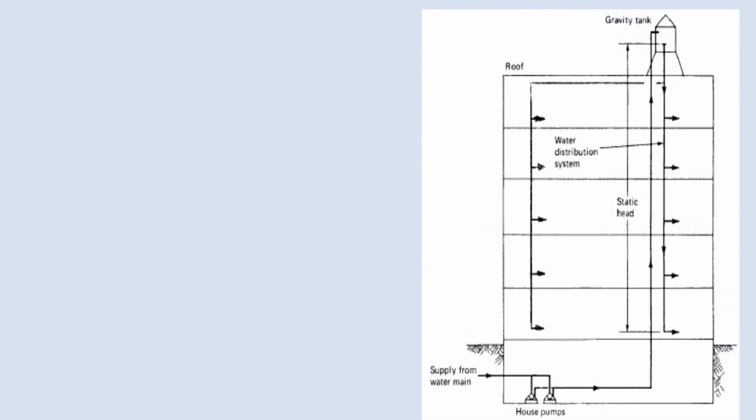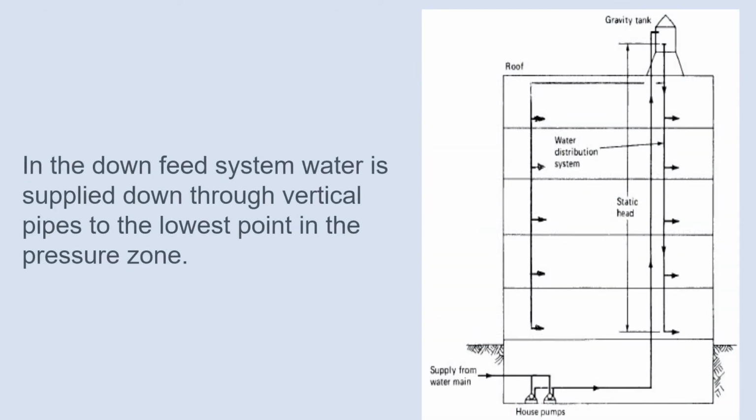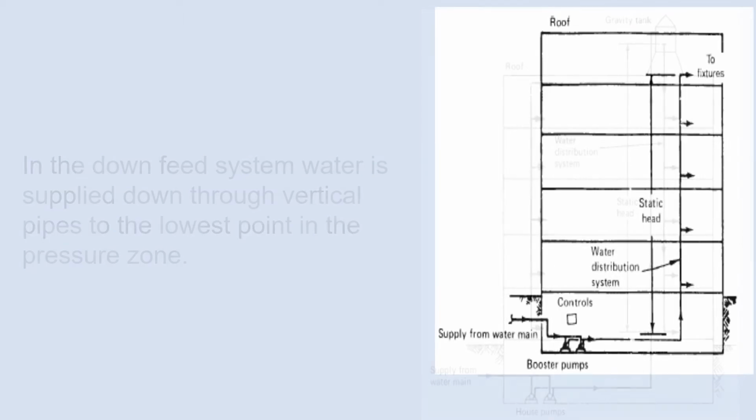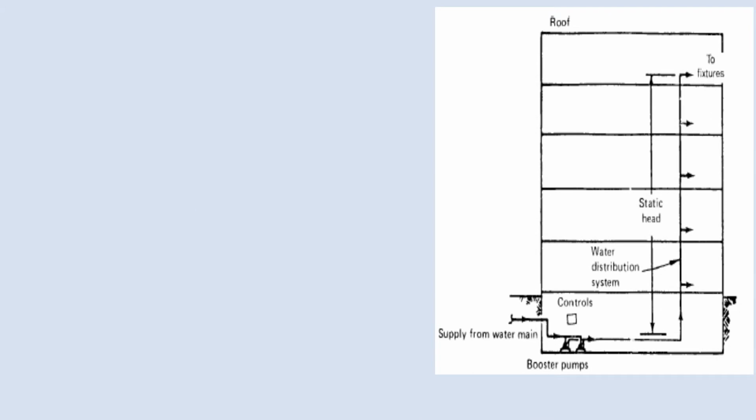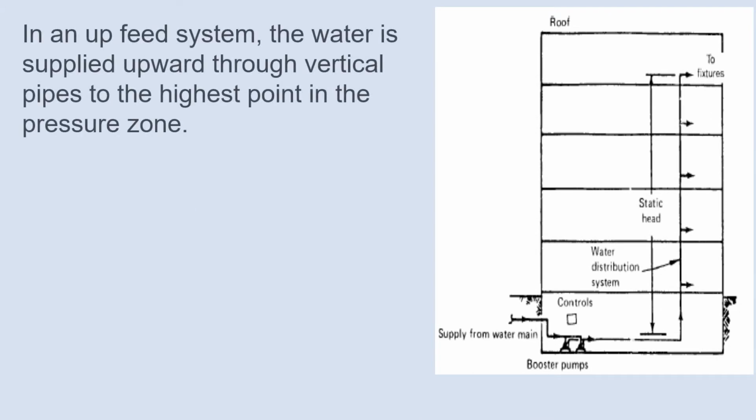This figure shows the downfeed system. In the downfeed system, water is supplied down through vertical pipes to the lowest point in the pressure zone. This figure shows the upfeed system. In an upfeed system, the water is supplied upward through vertical pipes to the highest point in the pressure zone.